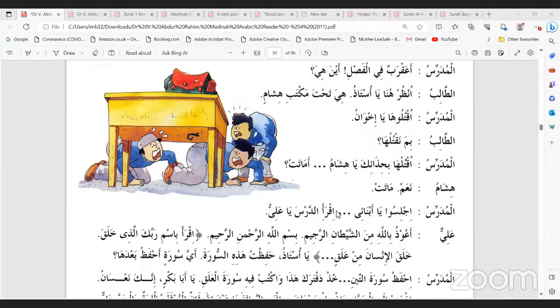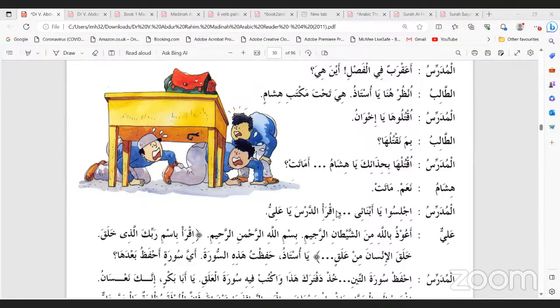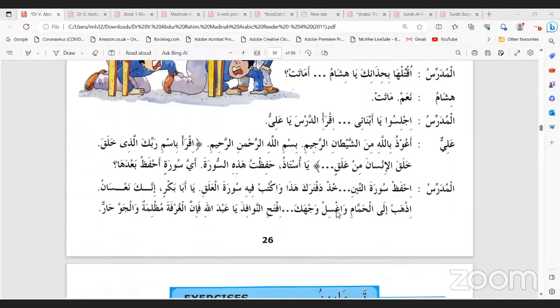Sit, O children, and read this lesson, O Ali. I seek refuge in Allah from the accursed Satan. In the name of Allah, the Most Gracious, the Most Merciful. Read in the name of your Lord who created. Created man from a clot.